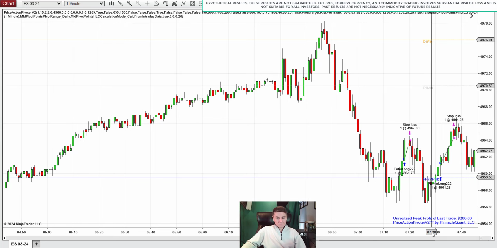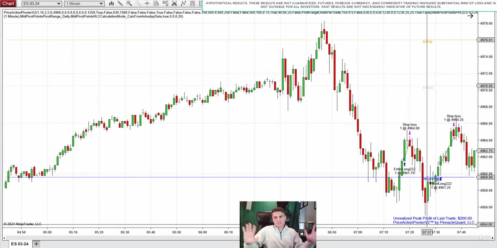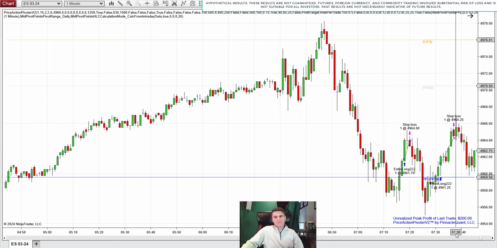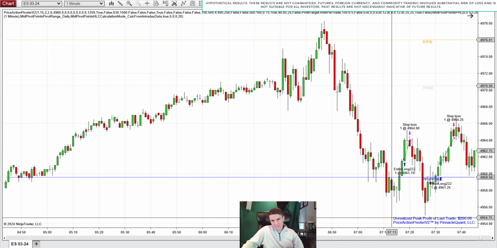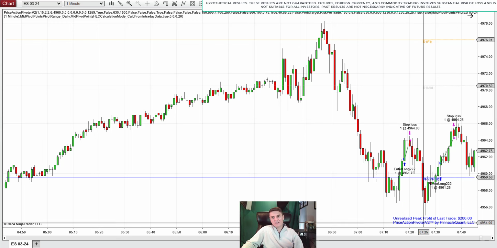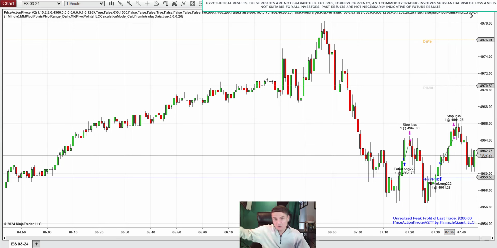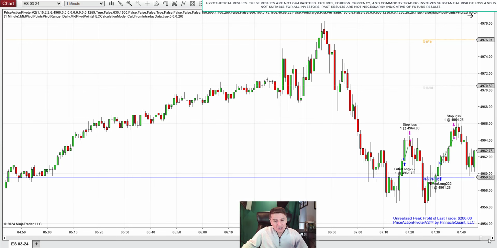Again, if this was the exact time right now, the time was 7:40, this would be your last trade. So this statement here, unrealized peak profit, would apply to this, but it doesn't apply to this because there were more trades, okay? But if it was your last trade, it would show you that number as applicable, okay?